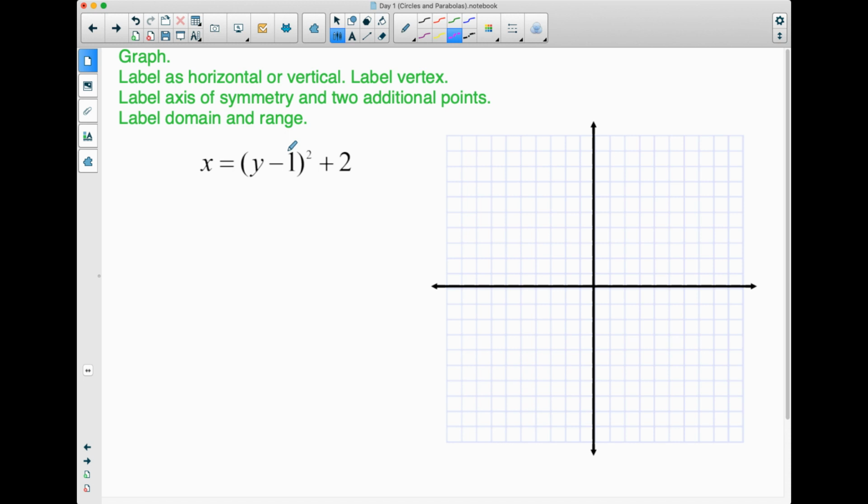All right. So what's my vertex here? 2, 1. Which makes my axis of symmetry y equals 1.